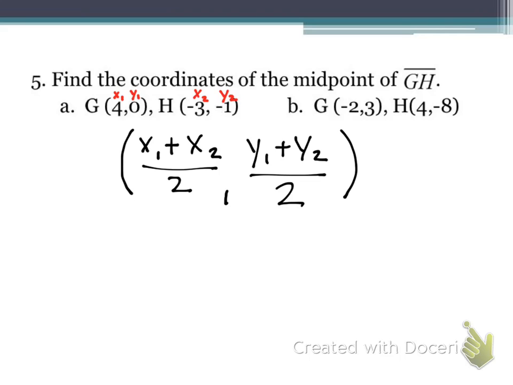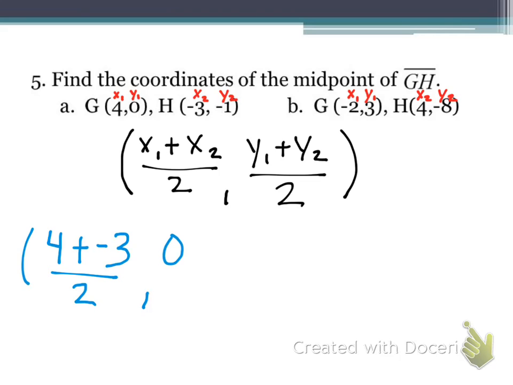I'm going to just go ahead and do that for b as well while I'm at it. I'm on a roll. x1, y1, x2, y2. From there, you're basically just plugging numbers in. So I want to add my x's. x1 in part A is 4, x2 in part A is -3, all over 2. y1 is 0 plus y2 is -1, all over 2.